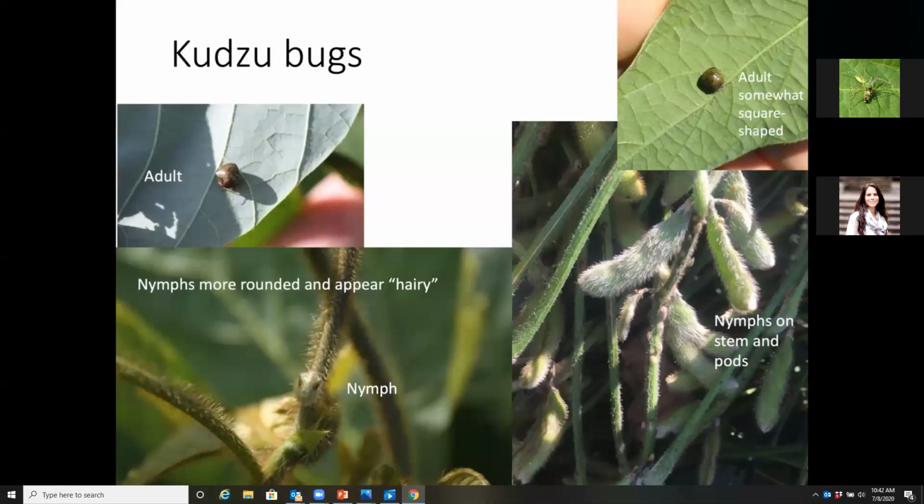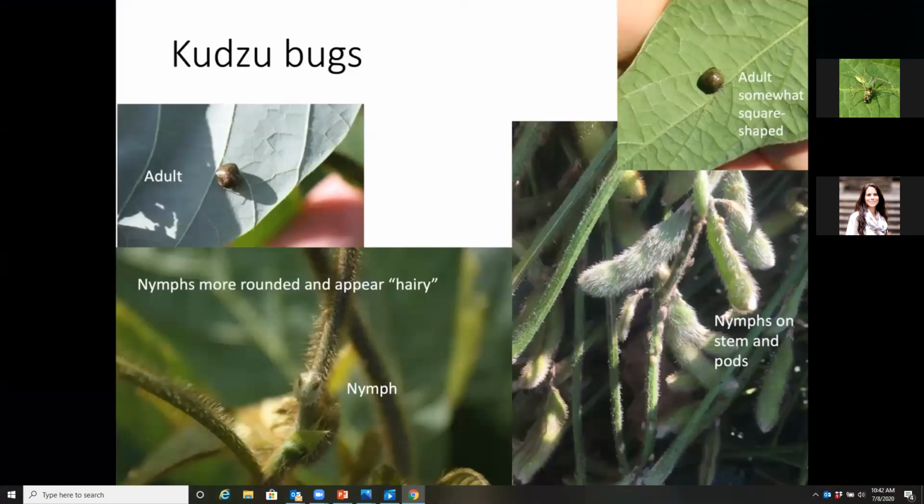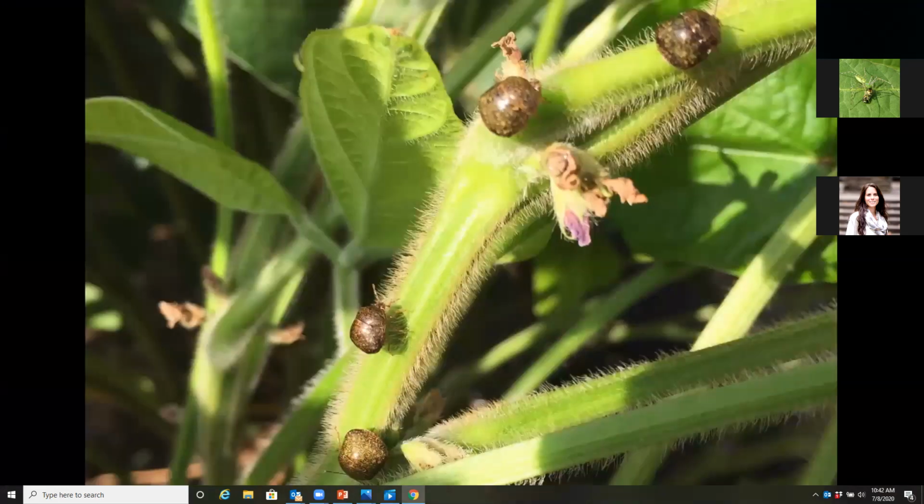Infestations of kudzu bugs have been reported from most soybean producing areas of Tennessee. Adult kudzu bugs are about the same size as adult lady beetles. They are approximately 1/4 inch long, almost square in shape, with a brown to olive green hue. The immature stages are more rounded, smaller, and look hairy. Kudzu bugs are generally found on the stems where they feed on plant juices. They do not feed on seeds.